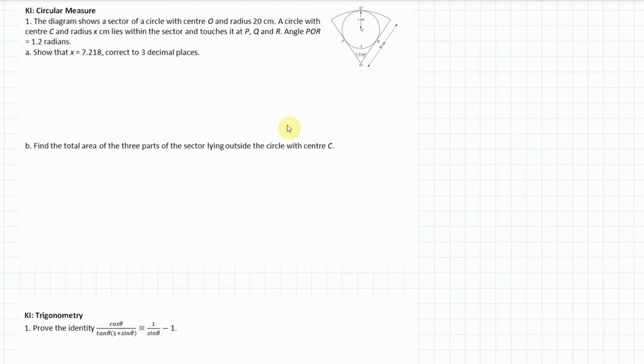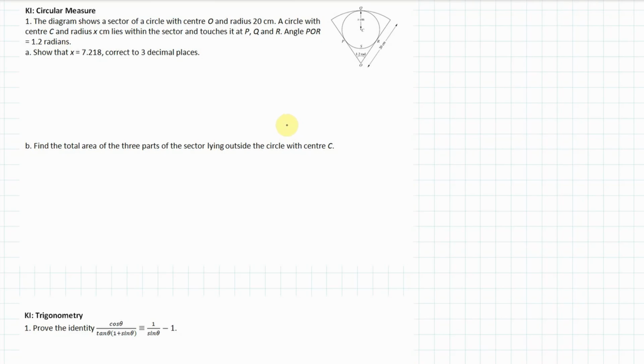Yes, so this next one is a circular measure question. What we're trying to do here is we've got this circle with center O and a radius, and a circle with center C and radius x lies within the sector and touches at P, Q, R, and angle POR is 1.2 radians, and we've got to show that x is equal to 7.218 correct to 3 decimal places.